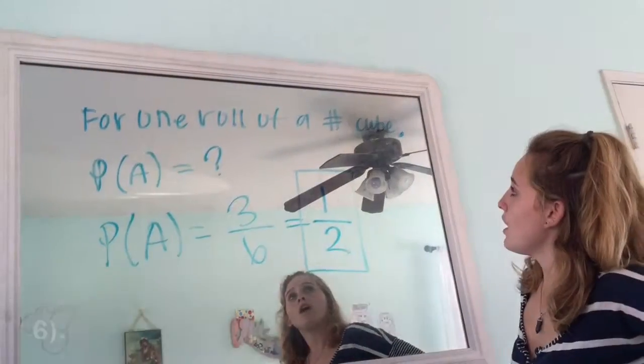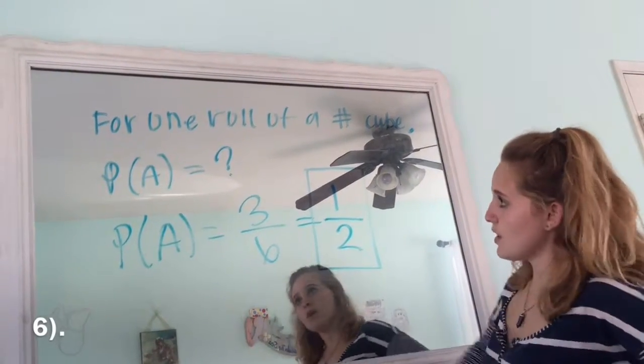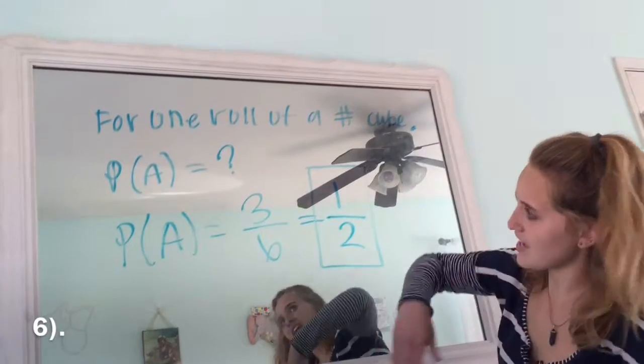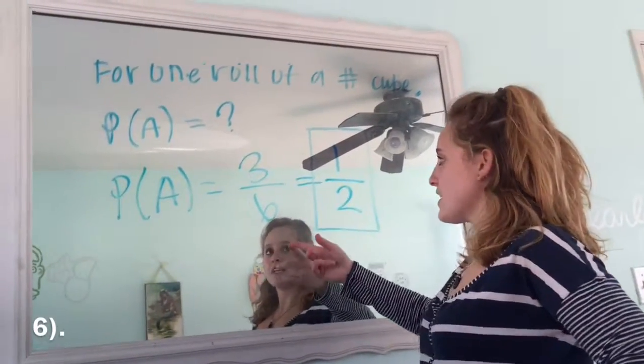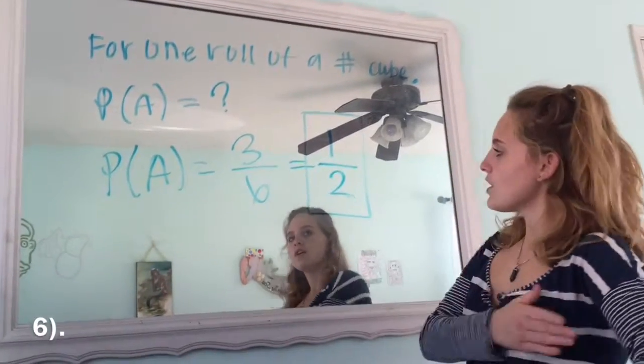3. One roll of a number on a cube. We have probability of A equals, we don't know. So probability of A equals 3 over 6, because we rolled a 3, your chance of rolling a 3 is 1 over 2.